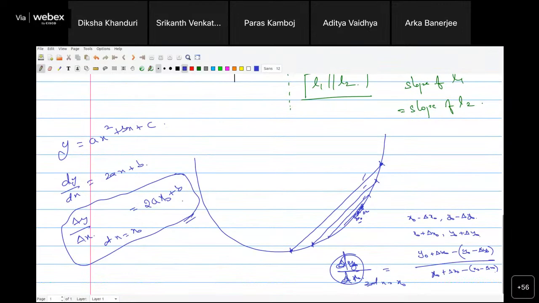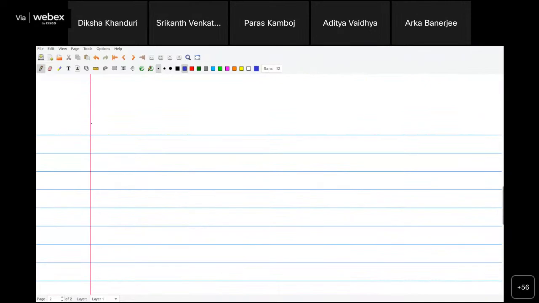At x naught it will be 2a x naught plus b. At some x1, if I want to compute the slope at x1, that will be 2a x1 plus b. So it depends on the x coordinate of the point basically, and a and b, the coefficients of the x square term, the quadratic term, and the linear term. It will only depend on these three values. So the final statement will be like this.